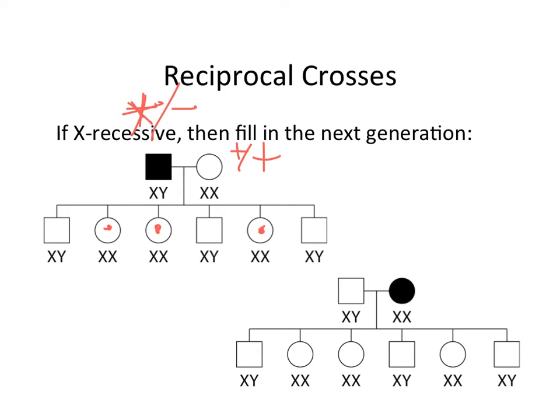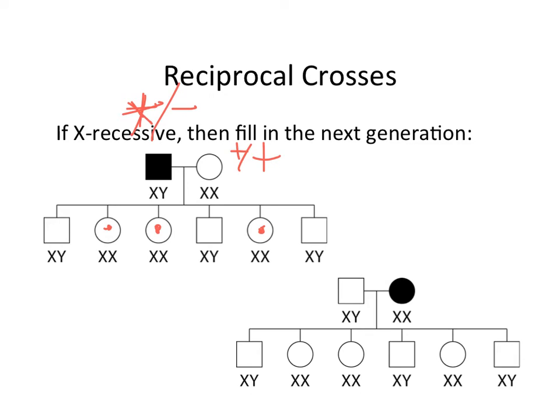Right? 100% of the daughters have to be carriers because dad passes the Y chromosome to all his sons, he has to pass his X chromosome on to all of his daughters. So if you've got an X-linked recessive trait, dads make all of their daughters carriers, none of his sons get it.